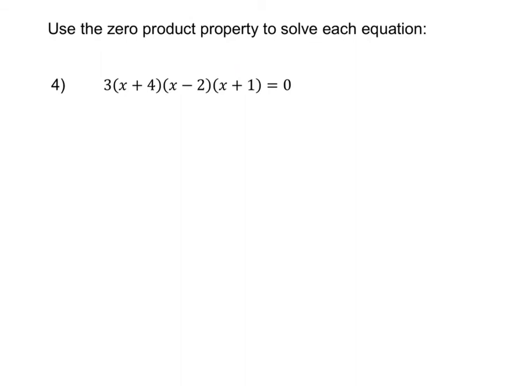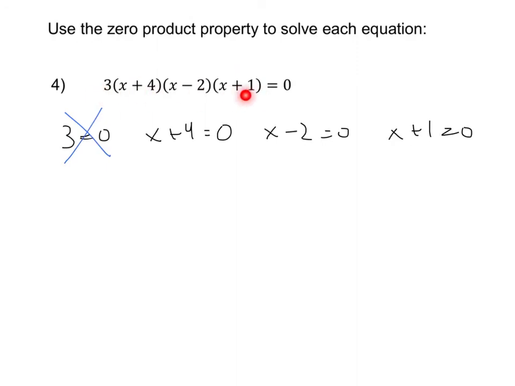All right, so we've got 4 factors here. These 4 things multiply to equal 0. Zero product property says, if this is true, one of these 4 things has to be 0. So either 3 is equal to 0, or x plus 4 is equal to 0, or x minus 2 is equal to 0, or x plus 1 is equal to 0. Right? Do all of these make sense? No, 3 can't be equal to 0. That doesn't make any sense. So in order for this to be true, well, I know 3 is not equal to 0, but one of these 3 things has to be equal to 0.